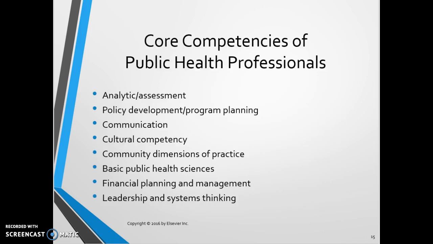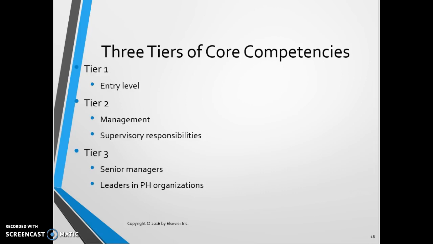So the core competencies of public health professionals are analytic assessment, policy development, program planning, communication, cultural competency, community dimensions of practice, basic public health sciences, financial planning and management, and leadership and systems thinking. So we need to understand these principles of public health professionals. The 3 tiers of core competencies are tier 1, entry-level, tier 2, management and supervisory responsibilities, and tier 3, senior managers and leaders in public health organizations.